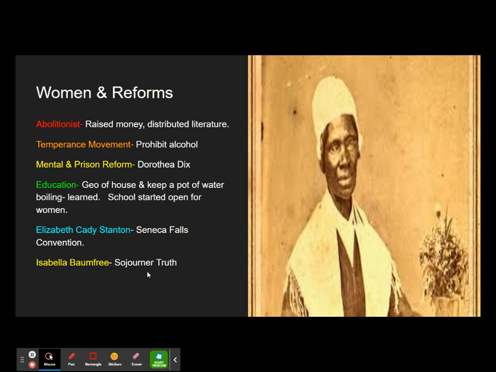Here on the screen, we have this beautiful woman named Isabella Baumfree, right? When she gets her freedom, she's going to take the name Sojourner Truth, and she is going to sojourn, travel around, and teach the truth about the evils of slavery. And her greatest, I guess, poem, I would call it, is Ain't I a Woman?